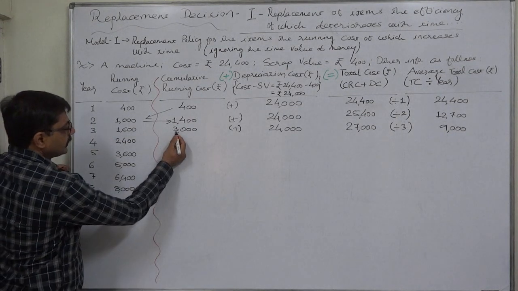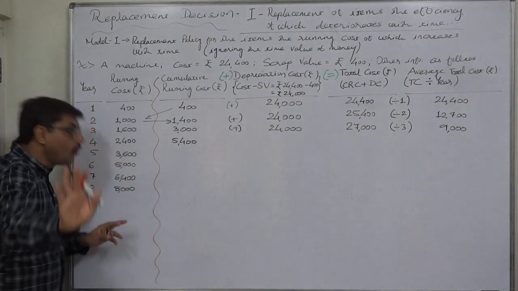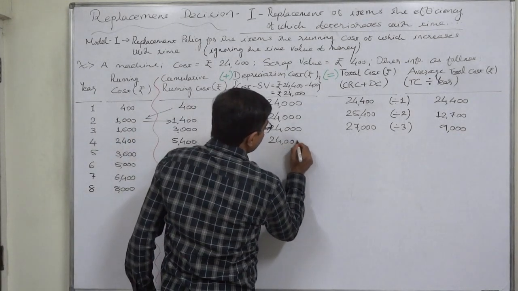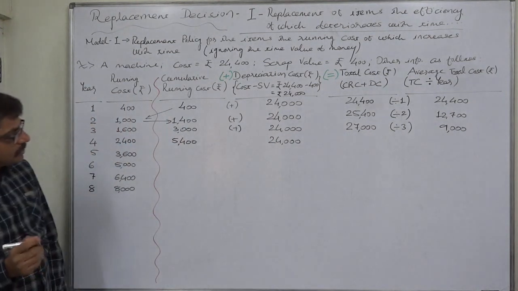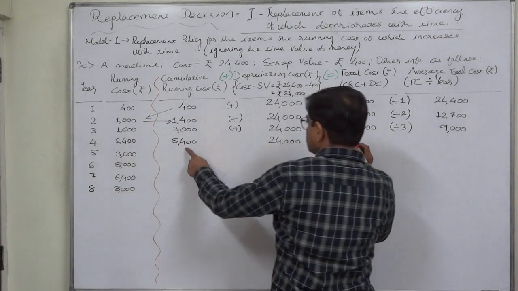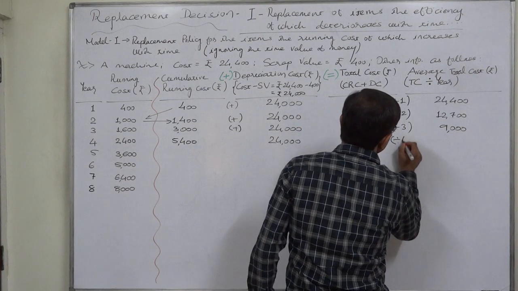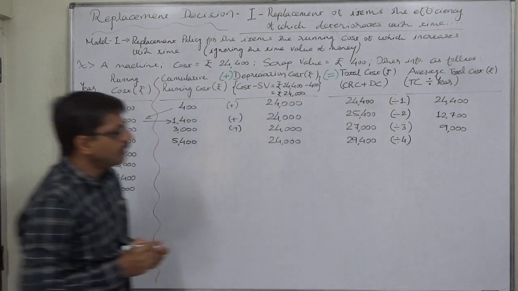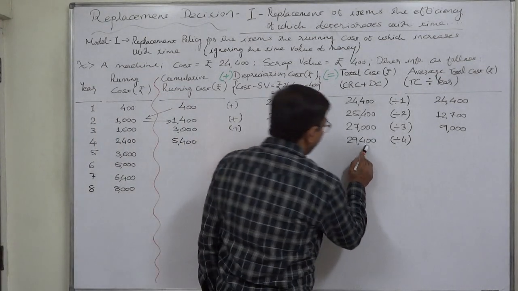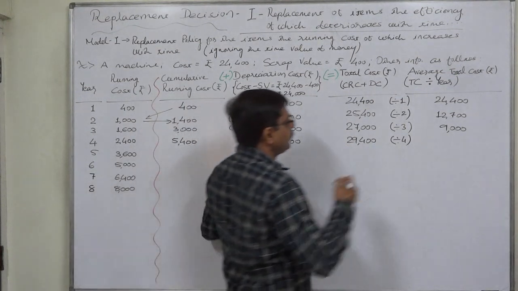Now in the fourth year, 3000 plus 2400, total running cost for 4 years is 5400. Again, constant depreciation cost because of constant scrap value is 24,000. The summation of these two, 29,400, and now we need to divide it by 4. 29,400 divided by 4. What will happen? 7,350.